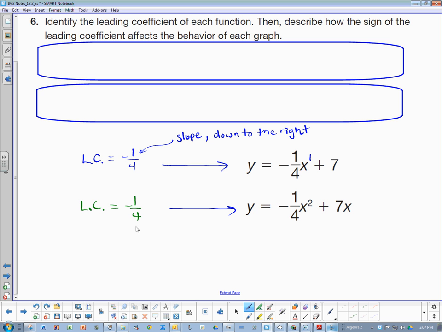Now, let's maybe not pay attention to the vertical stretch factor for a moment. Let's think about what this does for us. That negative indicates that this parabola is going to open downward. That's all we need to be concerned with right now. This is going to open downward. That's what the leading coefficient is going to do for us.